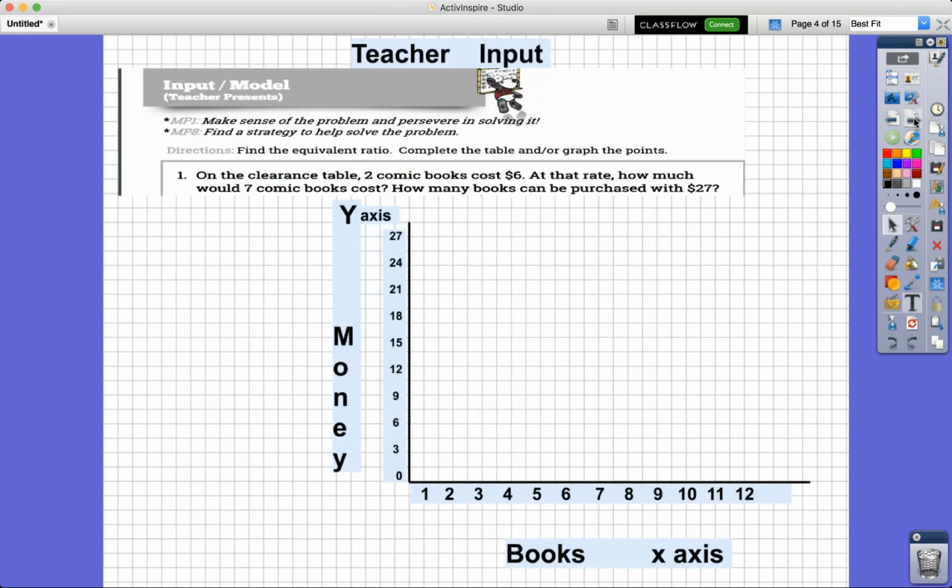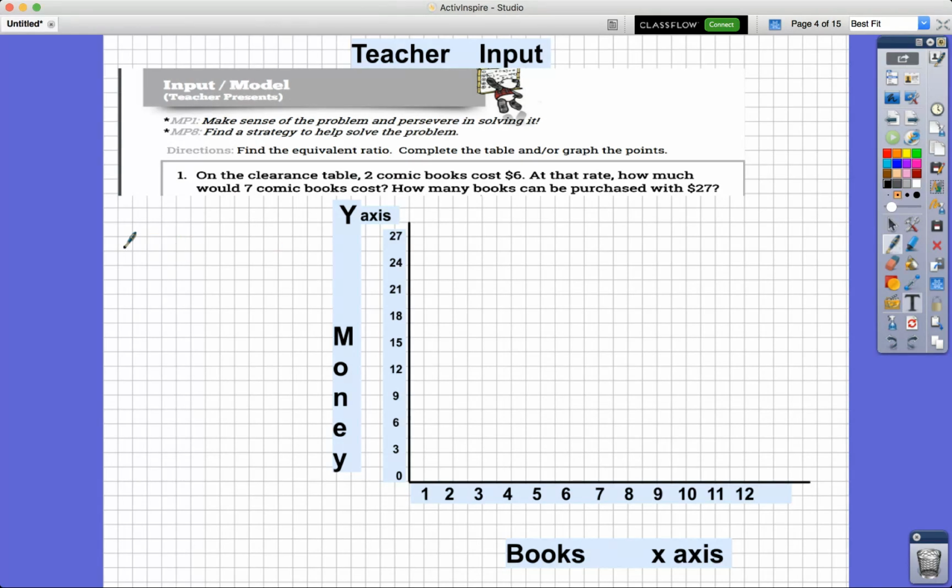So let's get started with teacher input. Remember, teacher input model, you are looking up here. You are not writing in your book. You are not looking anyplace else. You're trying to make sense out of what we're going to be doing. So on the clearance table, 2 comic books cost $6. At that rate, how much would 7 comic books cost? How many comic books can be purchased with $27?